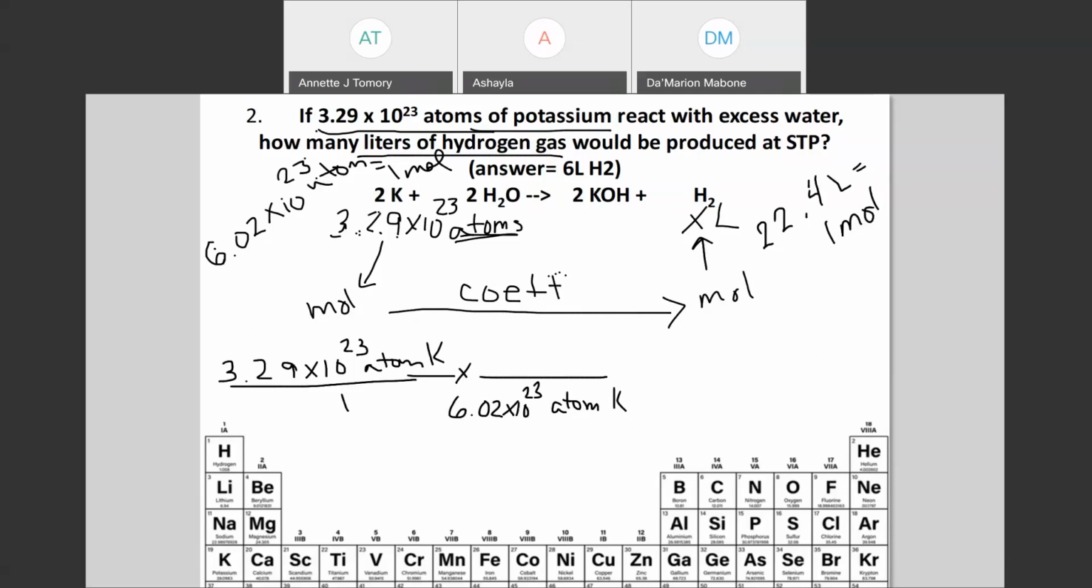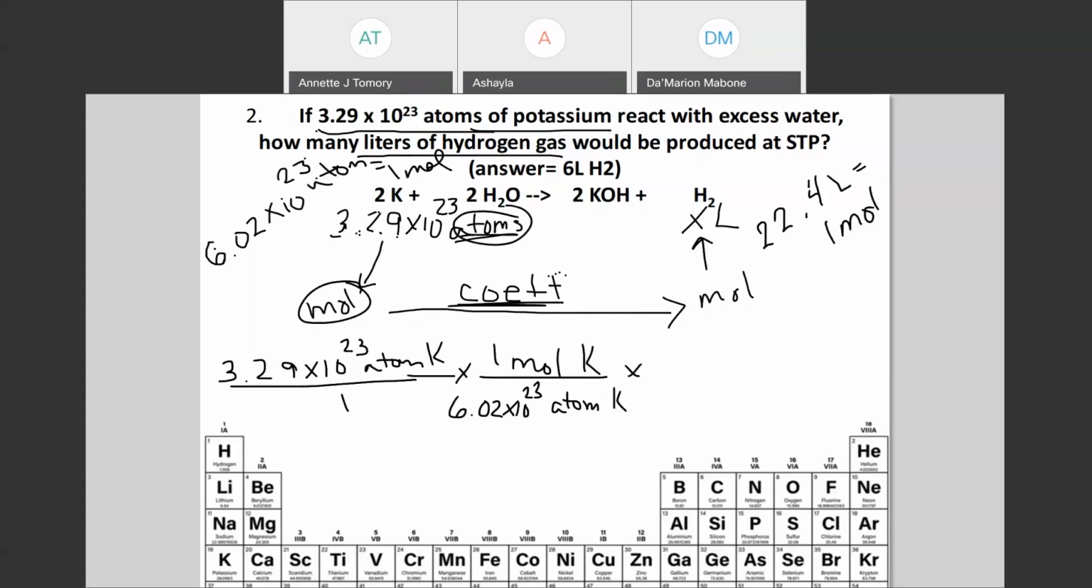Because we need to get from atoms to moles before we can use the coefficients. I noticed that one of you was trying to jump straight to the coefficients. We need to get it into the moles first. And that's atoms in 1 mole of potassium. Follow me?